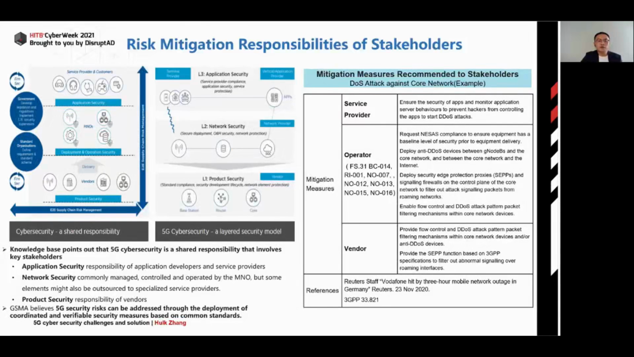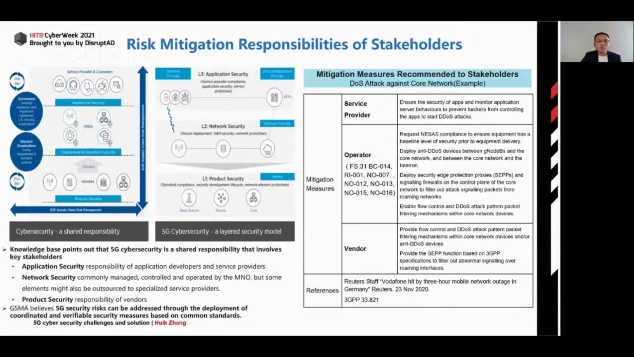After clarifying the responsibilities, it's time to show how to mitigate the attacks or threats. Here is an example of a DDoS attack against the core network. The mitigation measures include all the stakeholders, including the service provider, and what the service provider should do has been documented here, and for the operators and for the vendors, and also some references are given here to help the readers to better understand or compare the security requirements.